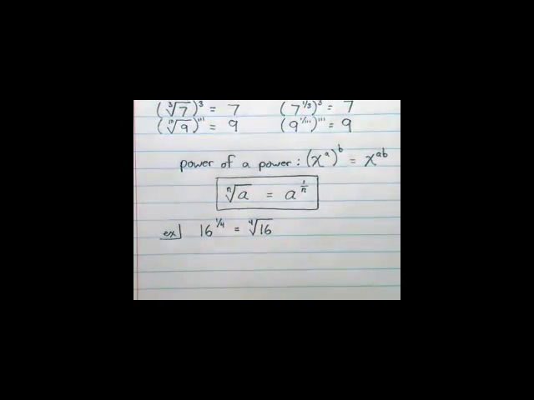So 4th root of 16. What number multiplied by itself 4 times gives you 16? And the answer is 2.